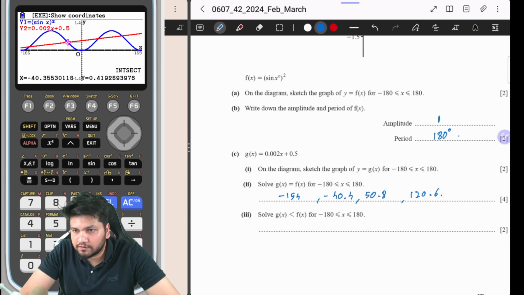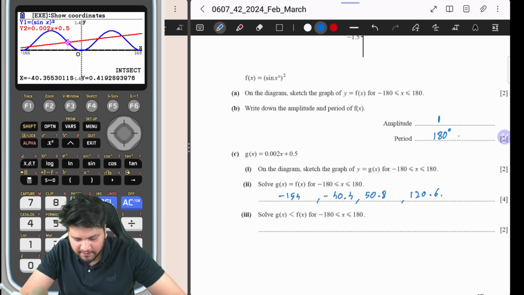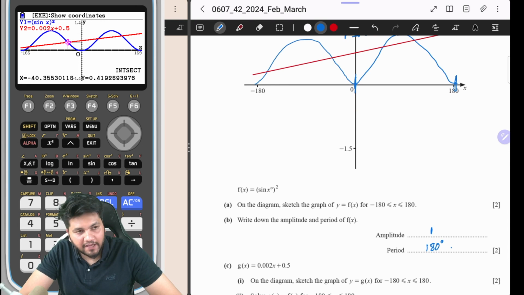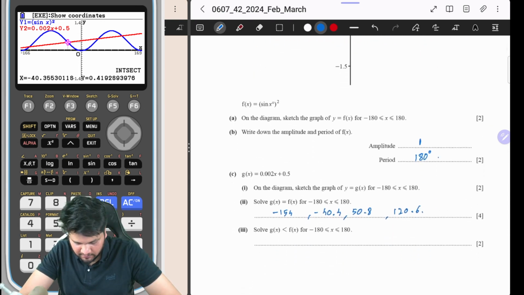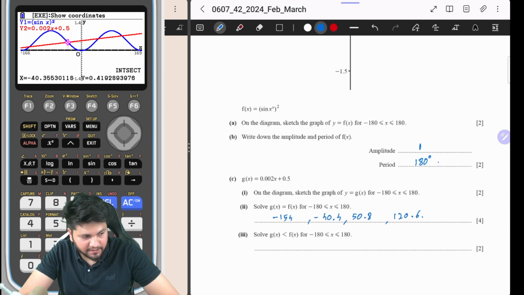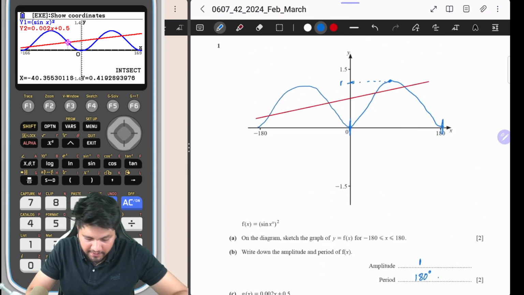Now the next one is solve g of x less than f of x for minus 180 to 180. Now see, g of x is basically that line. Now I want that g of x to be lesser than f of x, right? So I want f of x to be greater. That means what? I want sine to be greater. So it's going to be what?